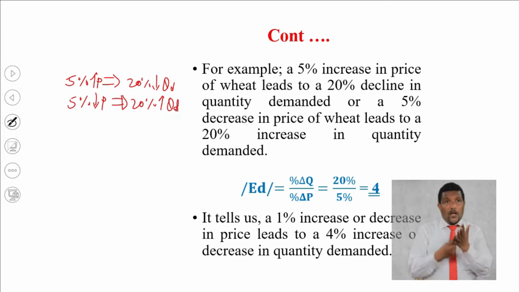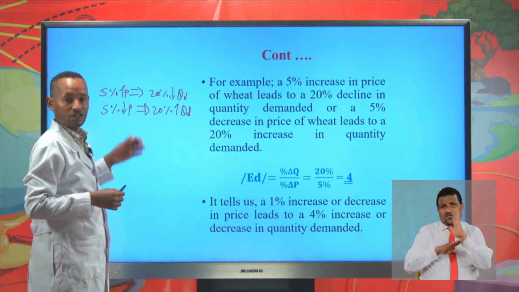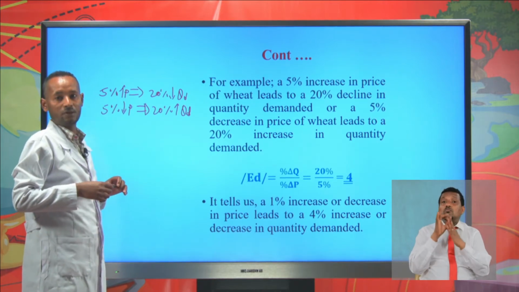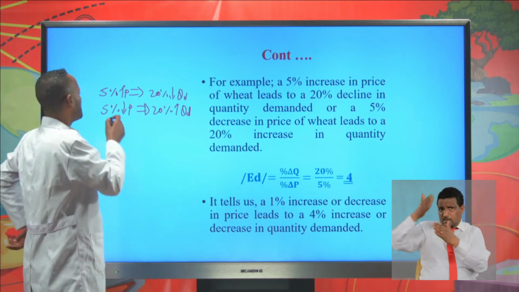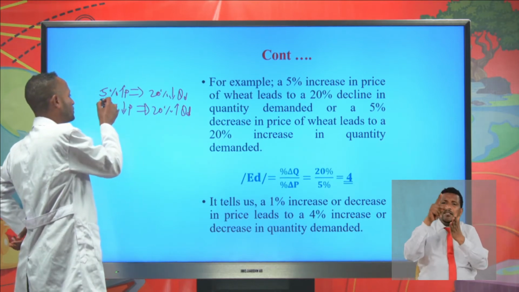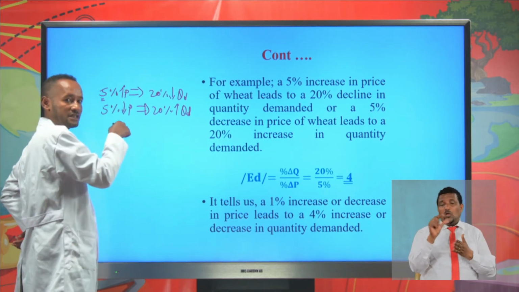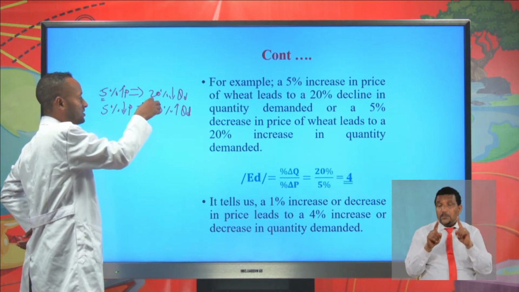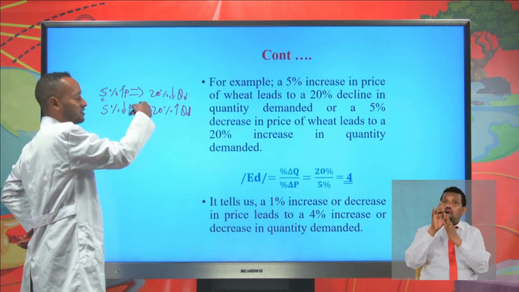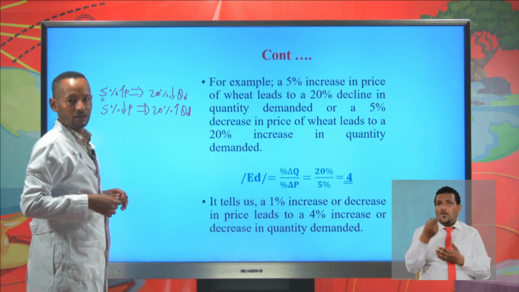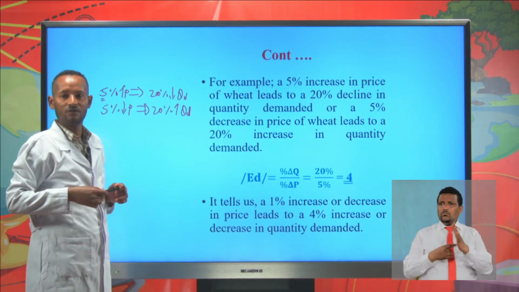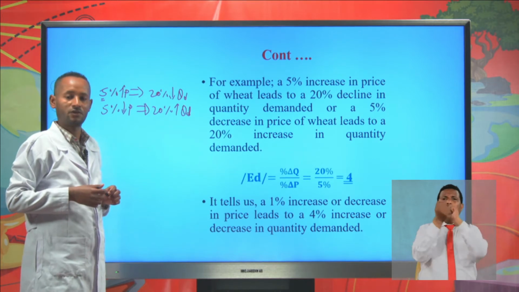Here, don't care about the signs, increase and decrease. Simply watch the numbers that are attached to the price and quantity demanded side. If the number attached to the price side is small, whether it increases or decreases, and the number attached to the quantity side is large, whether it increases or decreases, then the buyer is said to be elastic, indicating that he is very sensitive, very responsive to changes in price of a commodity.